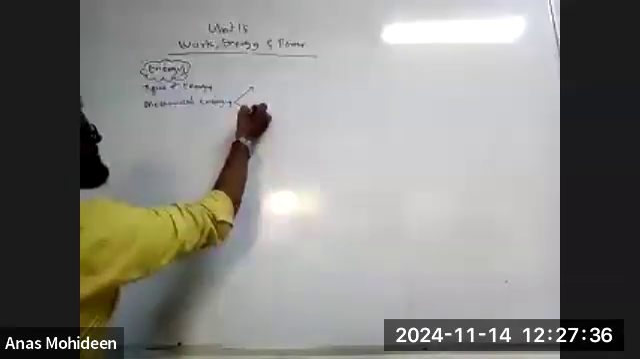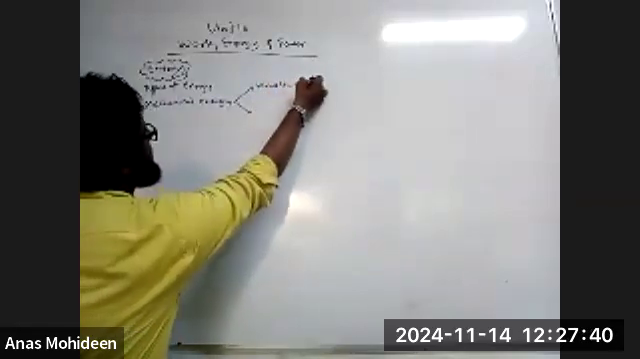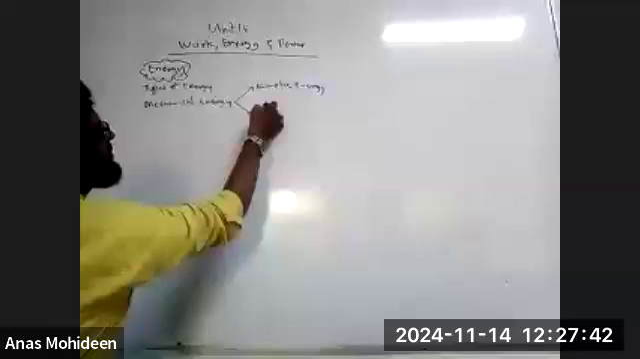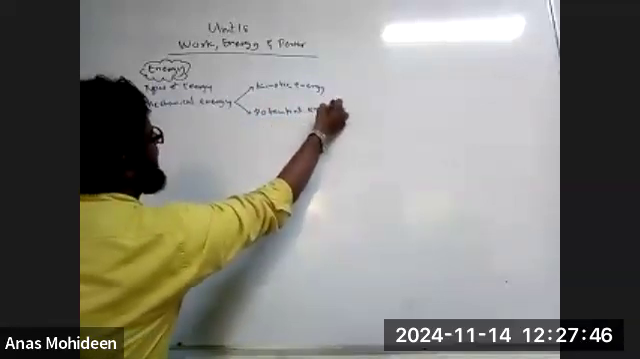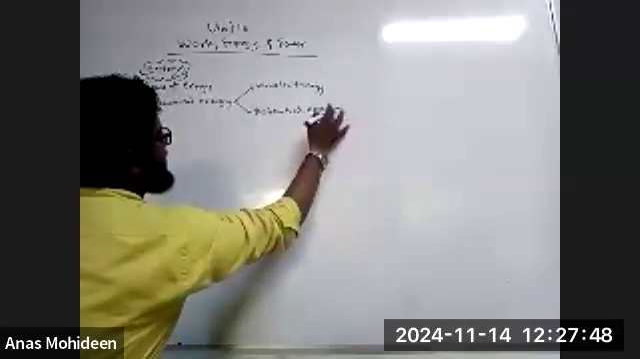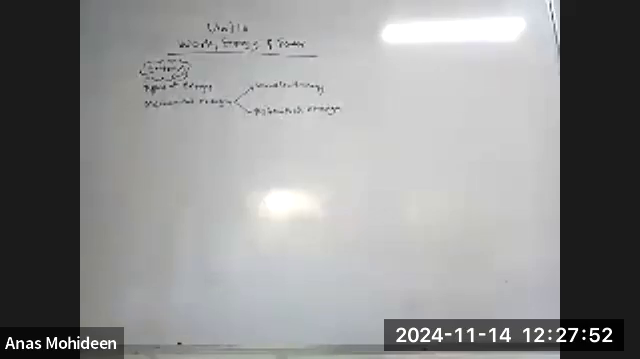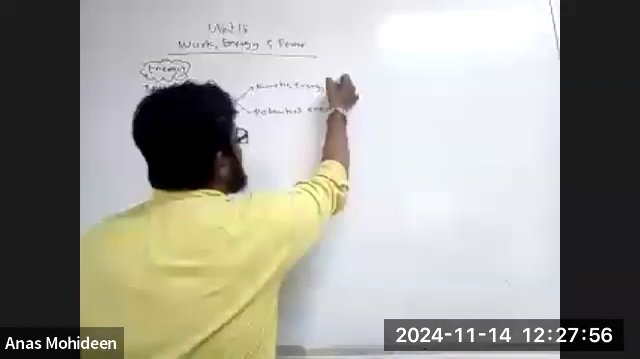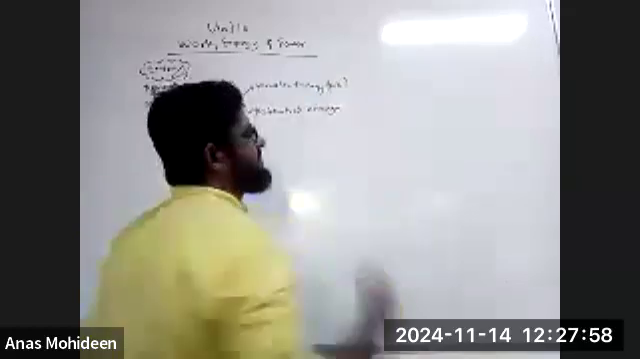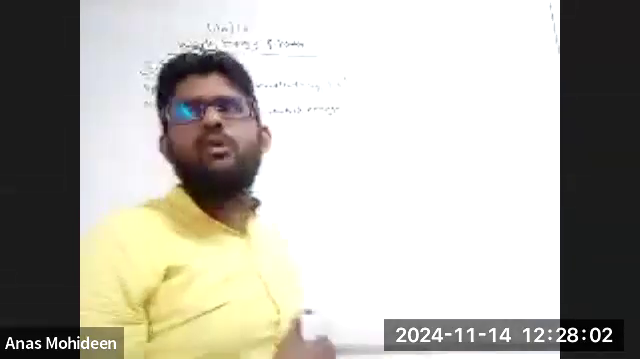What are the two types? Kinetic energy and potential energy. Some may say kinetic energy also, but basically we are using kinetic, right? Kinetic energy, K, or else EK. Kinetic energy is the energy stored in moving objects.